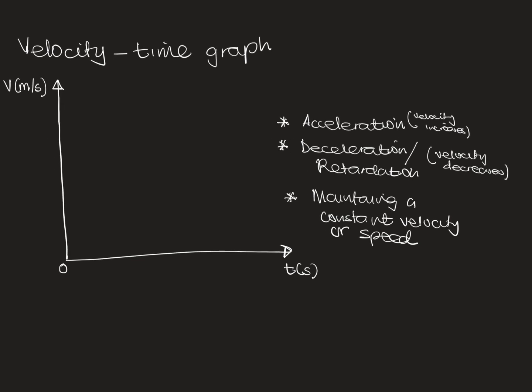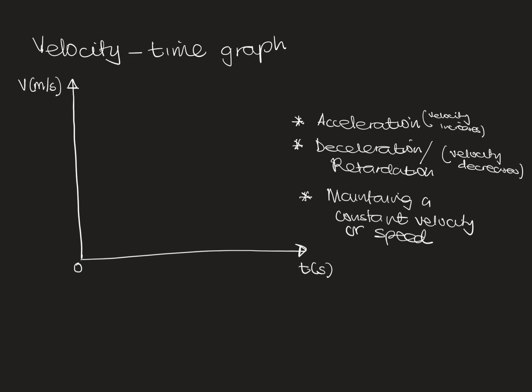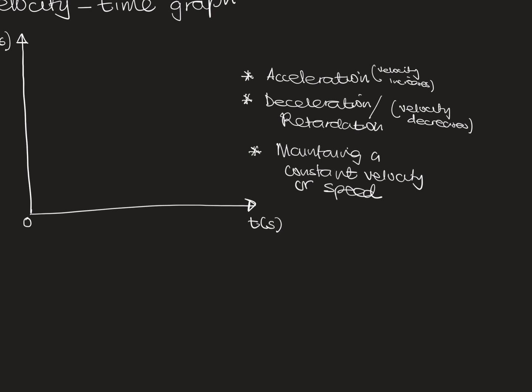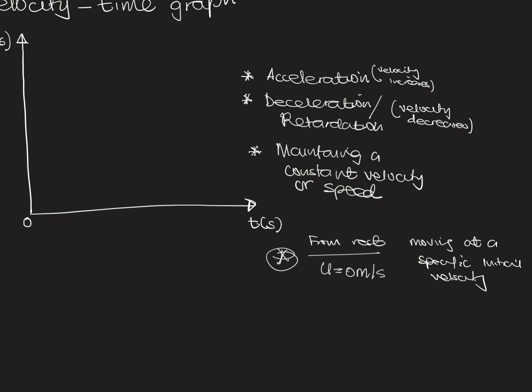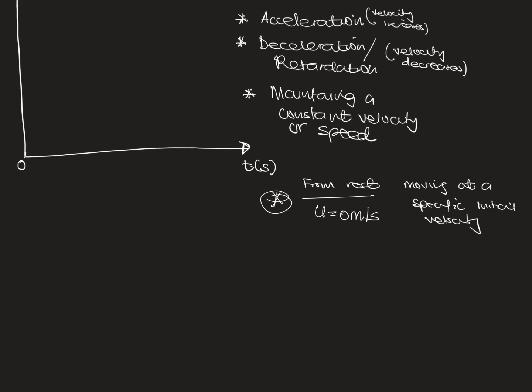But then how do we represent these points on the velocity time graph? The other important thing to note is the body moving from rest, or the body moving initially at a specific initial velocity. This point is important to note. If a body is moving from rest, its initial velocity u is equal to 0 meters per second. If a body that is moving comes to rest, that is, the body ceases its motion, it means the final velocity v is equal to 0 meters per second.